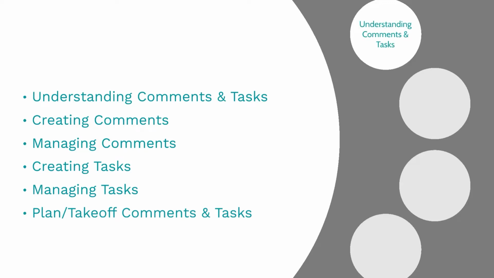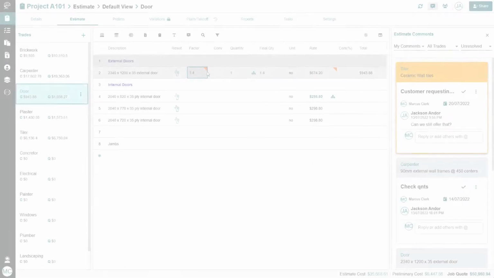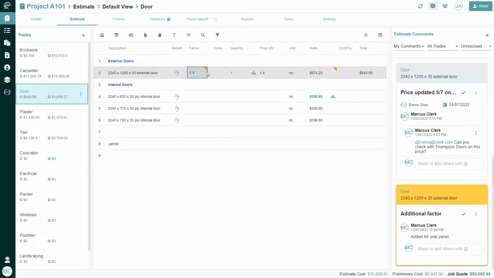Understanding comments and tasks. In Dindo, the 2 best ways to communicate with your team are with comments and tasks. So what is a comment? A comment is a note made against a cell, which includes the name of the creator and the note they've specified. Comments are a great way to add more context to a quantity or provide additional details to an item without having to edit its description.